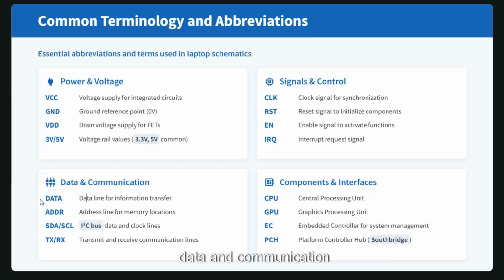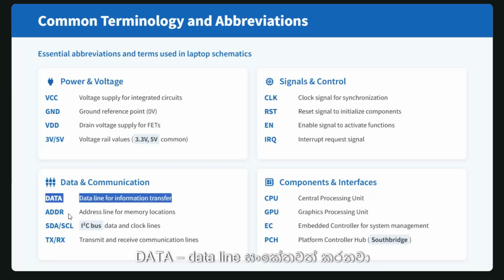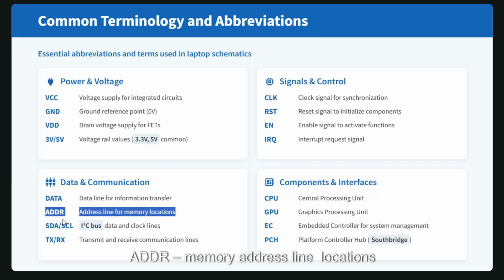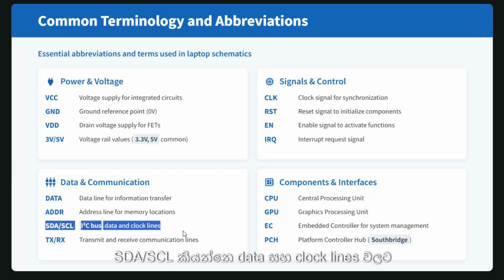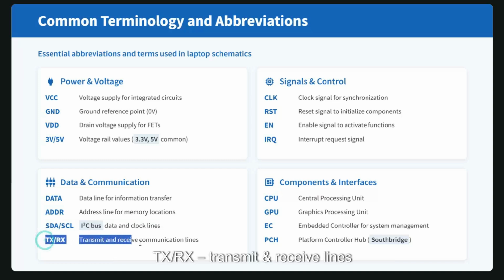For data and communication, data represents a data line. ADD is an address line for memory locations. SDA and SCL are the data and clock lines for the I2C bus. TX and RX are transmit and receive communication lines.